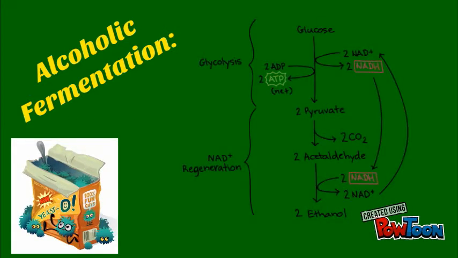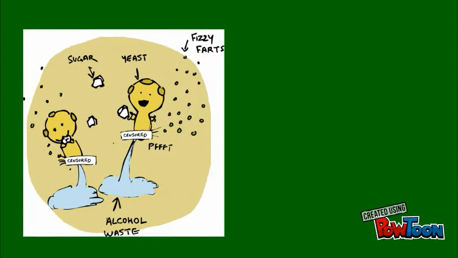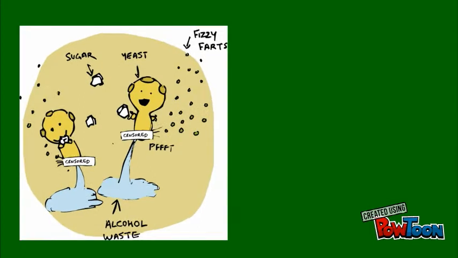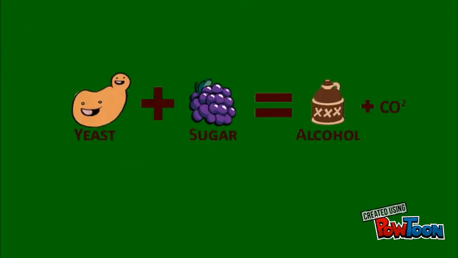A group of single-celled fungal organisms called yeast convert pyruvate into ethanol, a 2-carbon alcohol. It also produces a molecule of carbon dioxide and oxidizes an NADH for each entering pyruvate. This process is used most notably to make alcoholic beverages such as fine wines and beer.